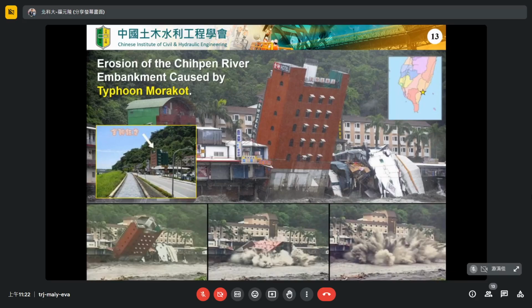This slide shows the erosion of the Zhiben River embankment caused by Typhoon Morakot. As you can see, the building was originally located far from the riverside. However, during the typhoon, the flood scoured the river bank, and eventually the building collapsed.